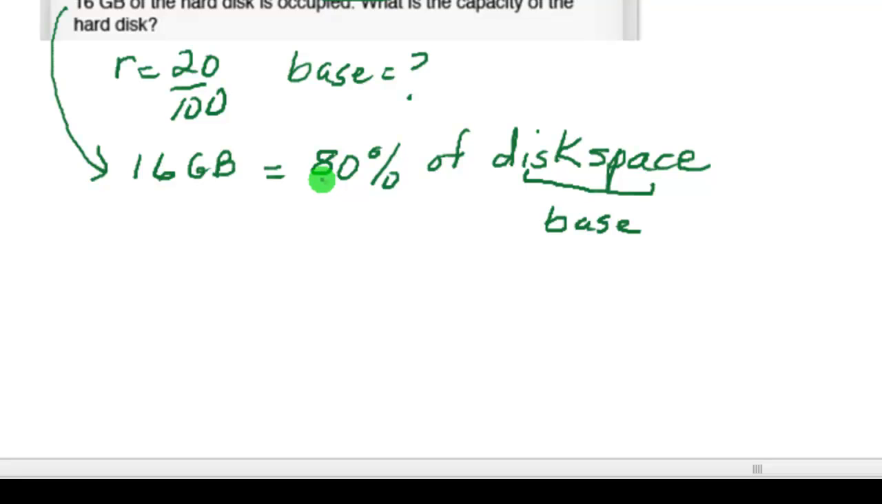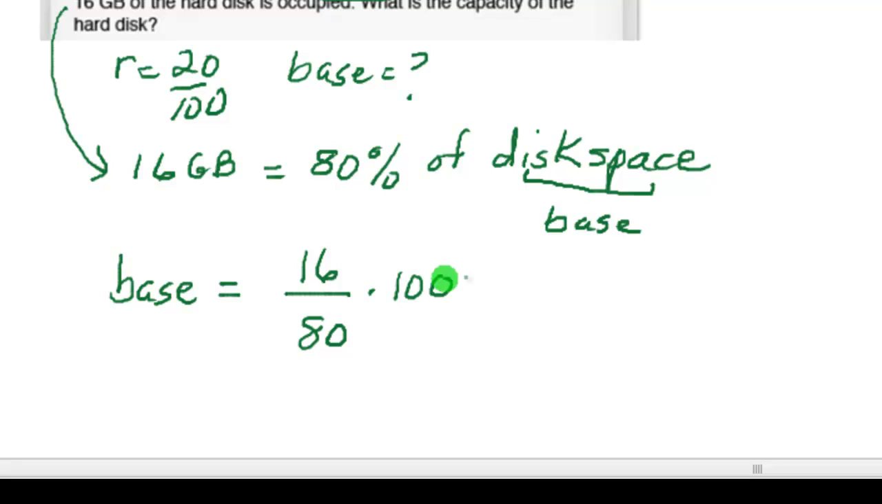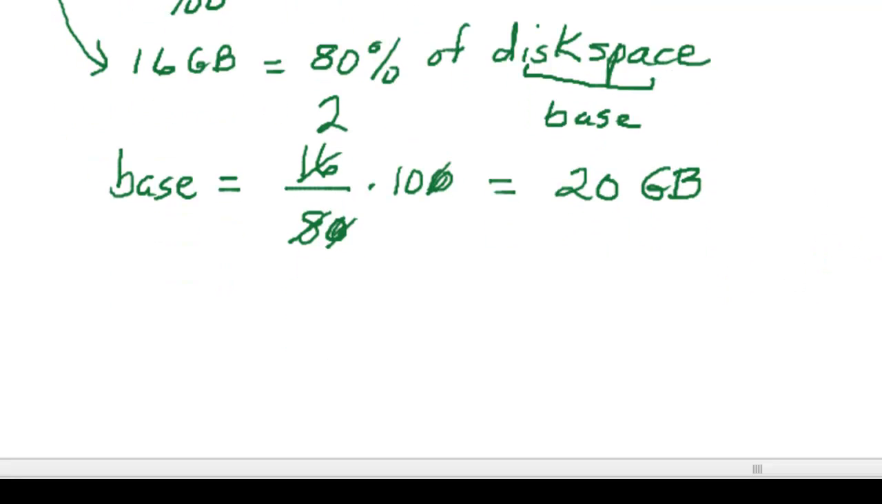So you're going to base equals amount, which is 16 over 80 times 100, right? From your reading, you know that. Let's see, I'm going to get rid of one of these zeros. Oh, and 8 goes into 16 twice. So we have 2 times 10, so 20. So 20 gigabytes of space. That's your base. All right, so I hope that helps you kind of get an idea of when to know what's the base and what's the amount in these problems.